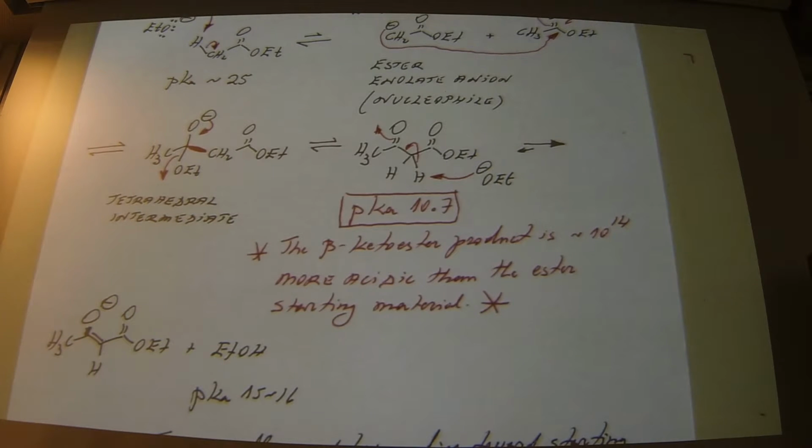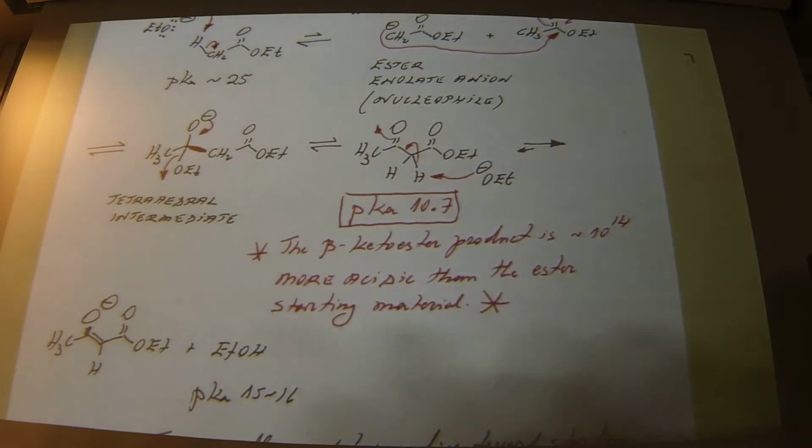Well, of all the series, which is the most reactive? Acid chlorides, anhydrides, aldehydes, ketones, esters. So the ketone is more reactive than the ester. The ester is more stable.